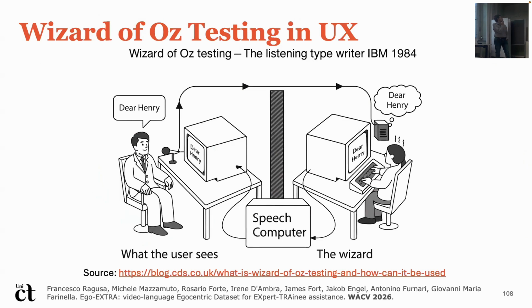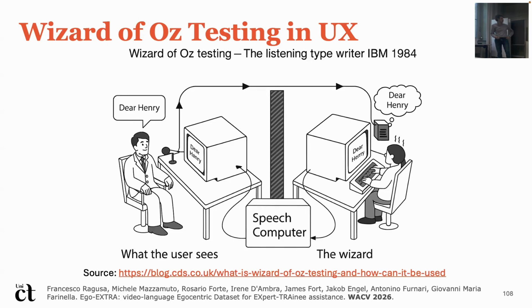We drew inspiration from the wizard testing paradigm in user interface. So the idea is that when you want to test a new function, and this is some illustration from the 80s, the question was, would a listening typewriter be a useful thing? There was not, of course, speech to text at the time. And the idea is that before developing the actual algorithm, you put a person in a room and you let this person pretend that they are the machine. So the person in the other room has the illusion that actually there is a machine doing that. So this is the idea of the Wizard of Oz testing.